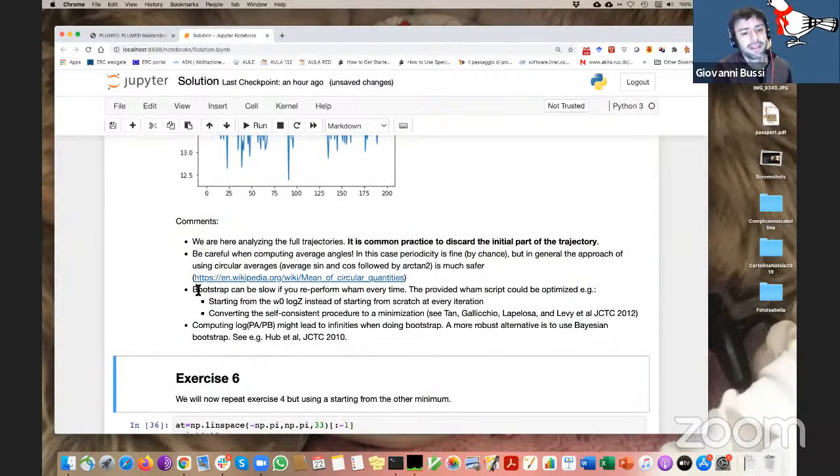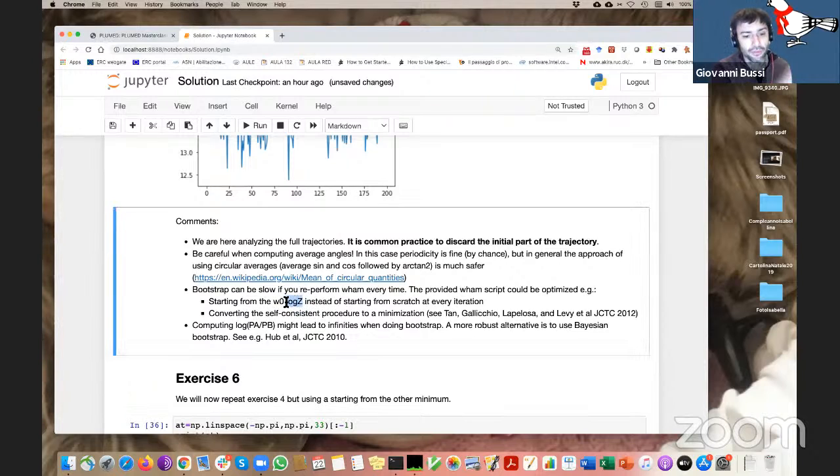You have seen that this is a bit slow. It can be optimized. And actually, I have different versions of this WAM script where you can, for instance, start the self-consistent equations from the log Z that were estimated, for instance, at the previous bootstrap iteration, or when you did the first WAM calculation using the full trajectory. That probably would converge faster.